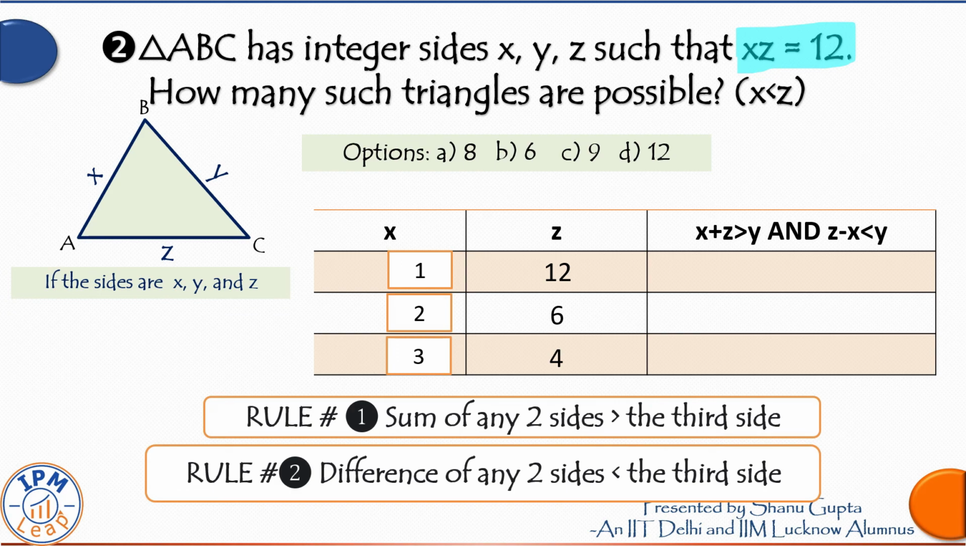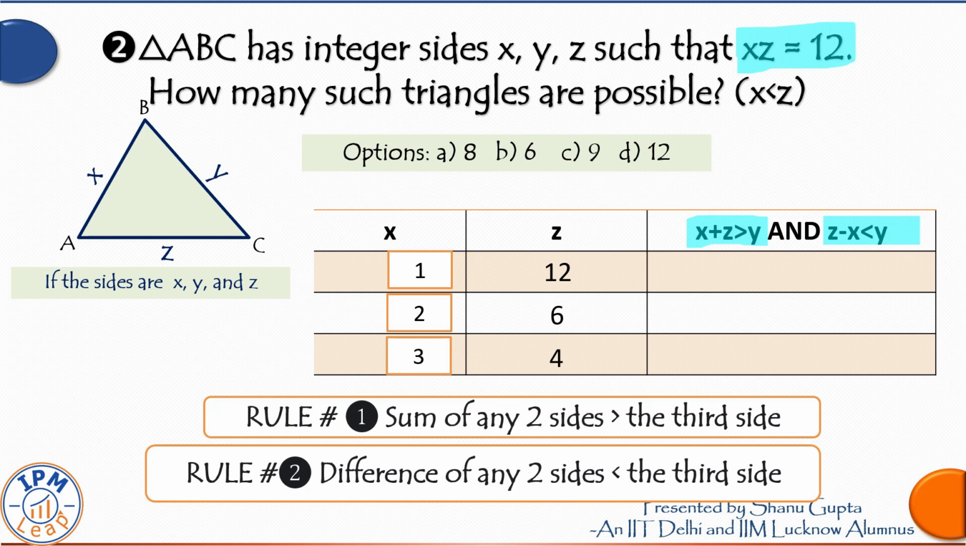So, x plus z is greater than y. Rule number 2, difference of any two sides of a triangle is less than the third side, which means the difference of x and z is less than y. This is how we write it.